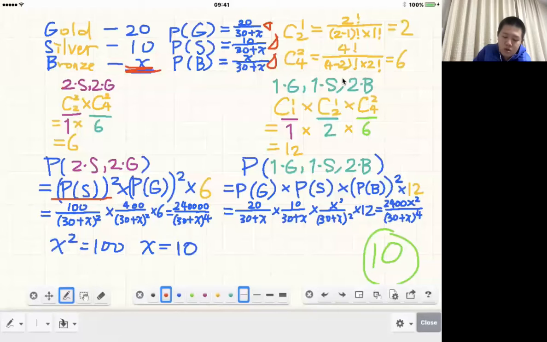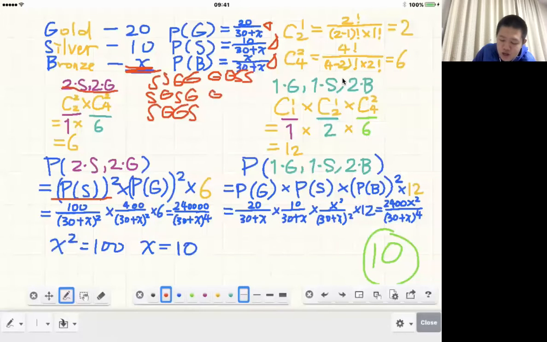For instance, when you have 2S and 2G, there are several different situations. You could have SSGG, but you could also have SGSG or SGGS. This also applies if you have the G first: GGSS, GSSG, and GSGS. So there are actually 6 situations.